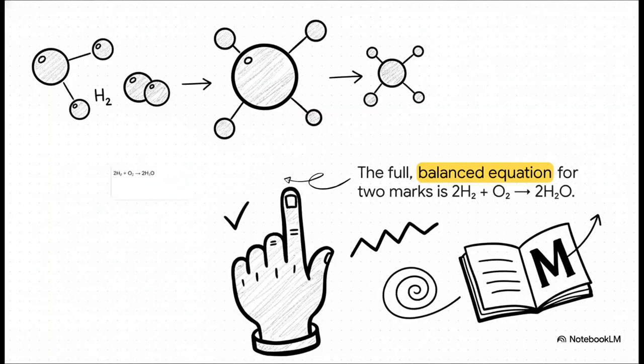2H2 plus O2 gives you 2H2O. See those big 2's in front of the hydrogen and the water? That's the balancing. Now, the mark scheme does say that correct fractions or multiples are also fine, but let's be honest, this is the simplest and clearest way to write it.